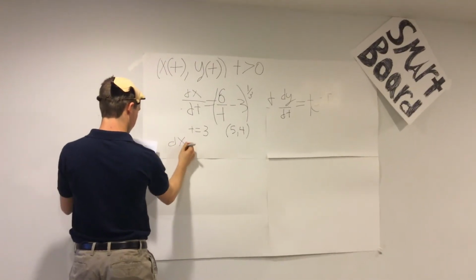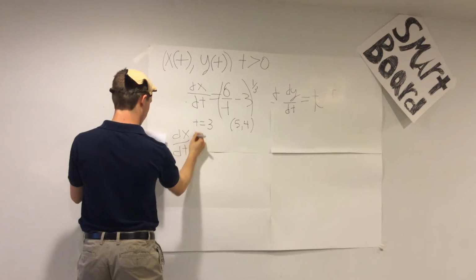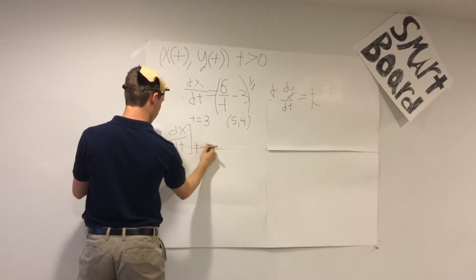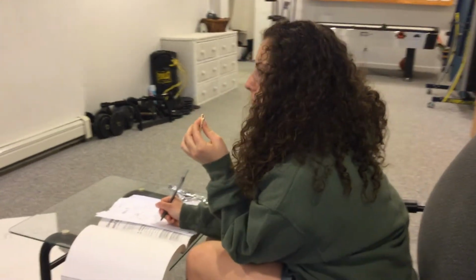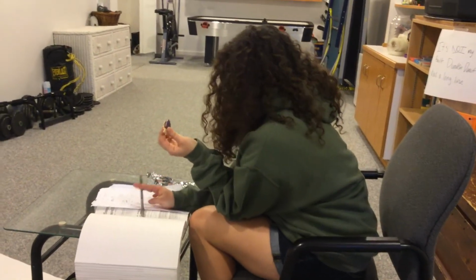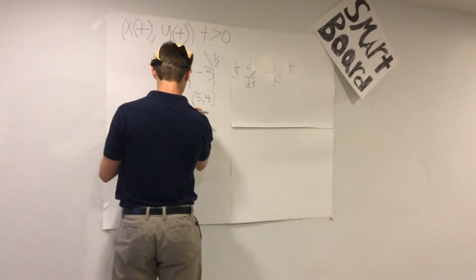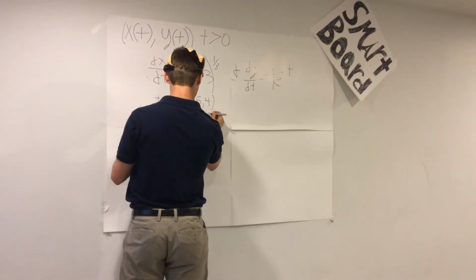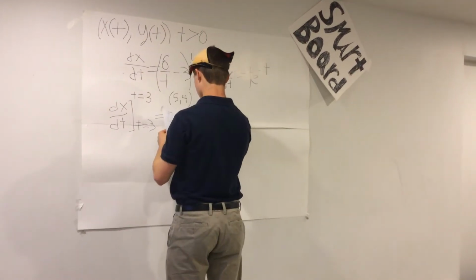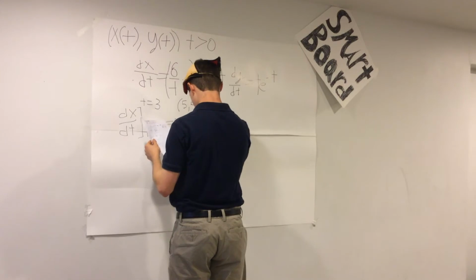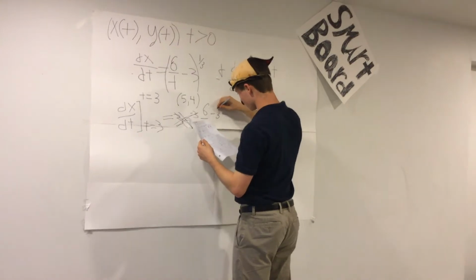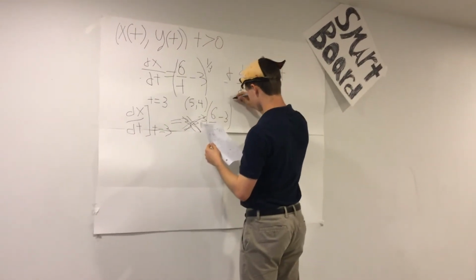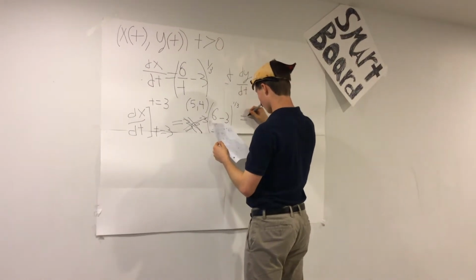dx/dt at time t equals 3 is, Dylan? What are you, a freaking slug? Yes, Dylan, it equals 6 over 3 minus 3 to the 1/3, which equals negative 1.